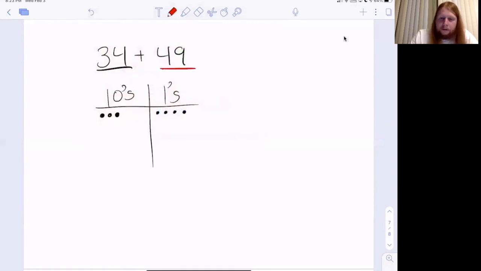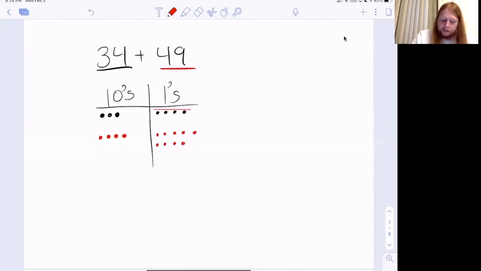How many tens are in 49? 4 tens. 1, 2, 3, 4. And how many ones do we have? This time we have the most we can get without going to the tens. We have 9. So 1, 2, 3, 4, 5, 6, 7, 8, 9. All right. Do we have more than 9 ones in our ones column? Do we have 10?